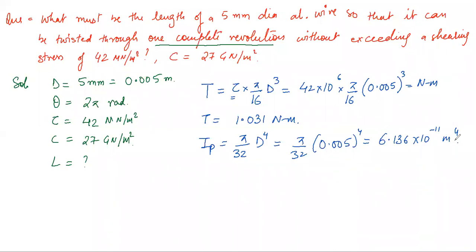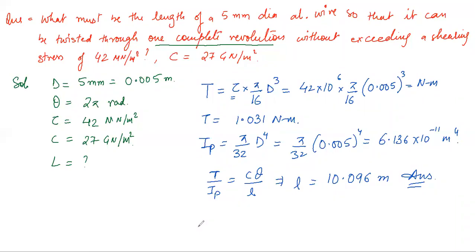Now we know this relation: T upon IP is equal to C theta by L. You know all the values given in this, T, C, theta and IP, so you can find out this L, right? Once you solve for L after putting in all these terms, you will get the answer 10.096. So this is the solution of this easy or simple question.